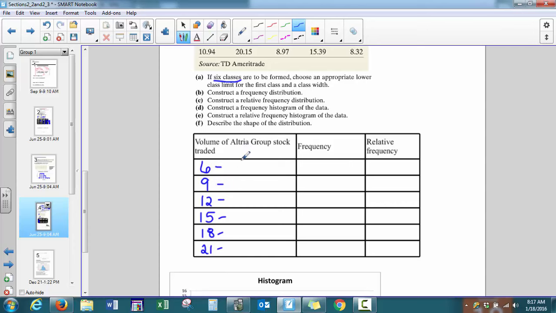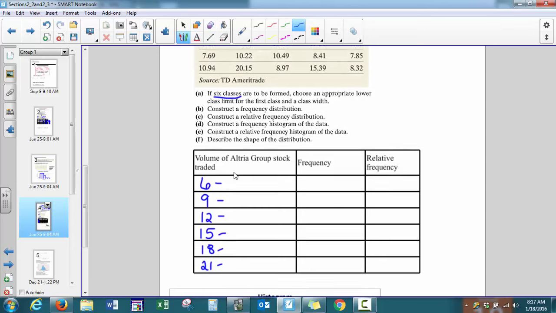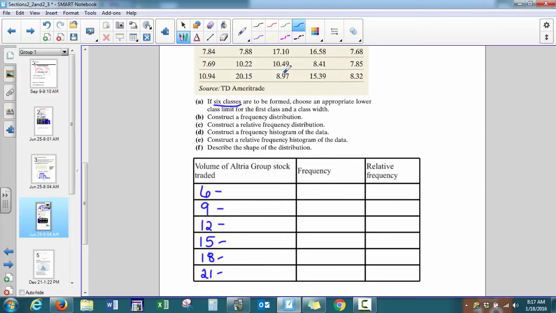Now we need to find the upper class limit. What we know is that the upper class limit and the lower class limit cannot overlap, because we wouldn't know where to put the value of 9. So we need a number very close to 9, but not 9 and not higher than 9. If we look at our data set, we have 2 digits here, the hundredths place. So we can pick the hundredths place here as well. So we can do 8.99 as our upper class limit.